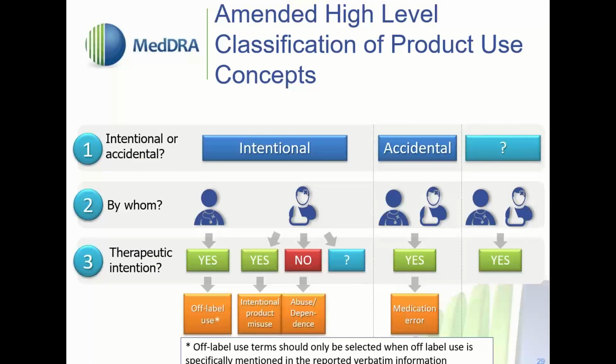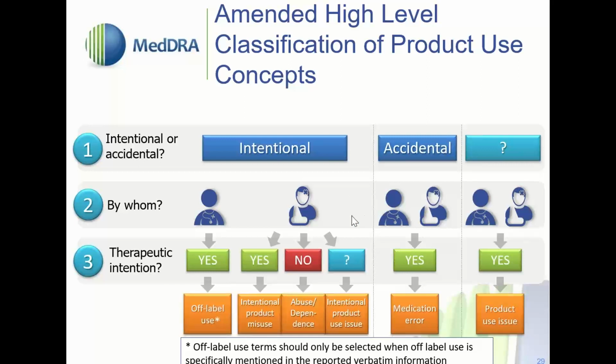So the flow chart shown here before must therefore be expanded with these two neutral terms, right? So you can see the question marks here in the intentional, accidental, and then question mark. If it cannot be clarified whether an intentional deviation from the label by the patient happens for therapeutic reasons or not, an appropriate LLT under the PT intentional product use issues should be assigned. And if it cannot be clarified whether an unapproved product used by HCP or patient consumer occurred by mistake or intentionally, an appropriate LLT under the PT product use issues should be assigned.